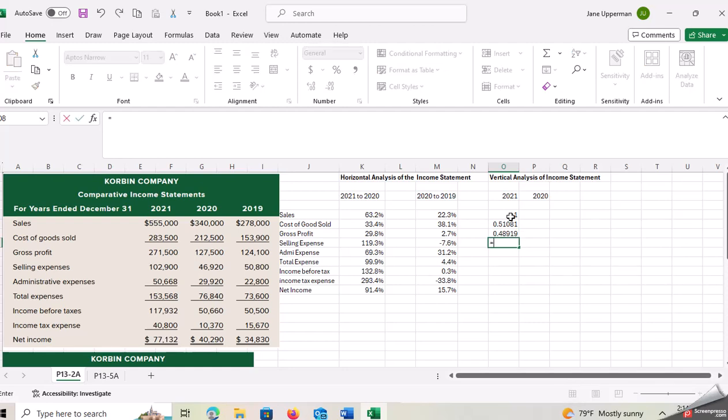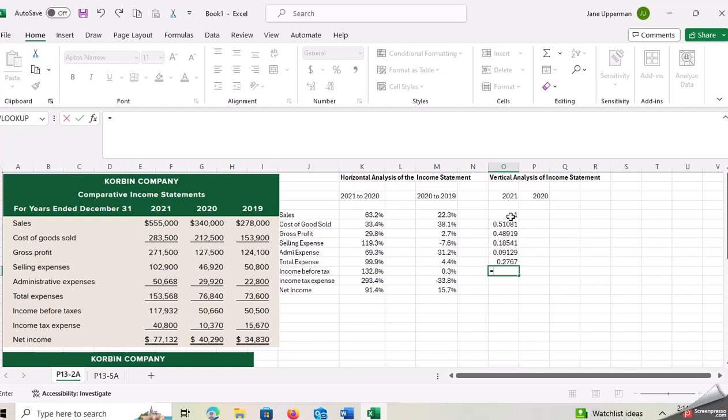My selling expenses are 102,900 divided by 555,000. My administrative expenses are 50,668 divided by 555,000. My total expenses are 153,568 divided by 555,000. You can see how, again, it's just repetitive. Same thing. You're just taking a different number, but dividing it by the total sales. So every line item divided by total sales.